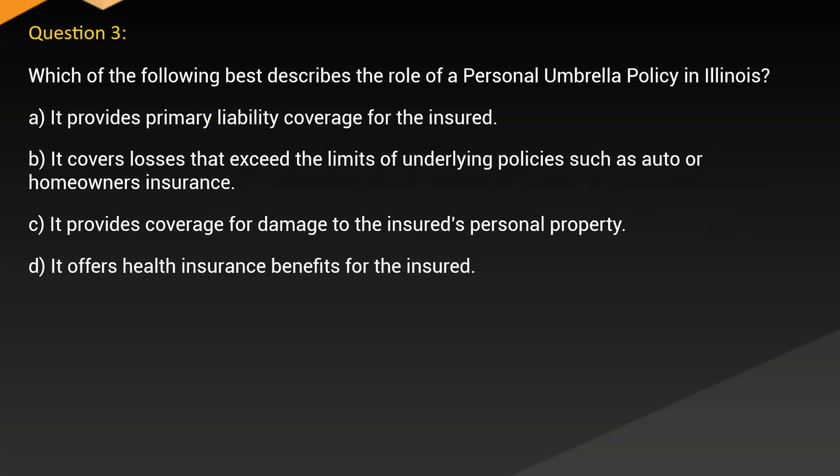Question 3. Which of the following best describes the role of a personal umbrella policy in Illinois? A. It provides primary liability coverage for the insured. B. It covers losses that exceed the limits of underlying policies such as auto or homeowners insurance. C. It provides coverage for damage to the insured's personal property. D. It offers health insurance benefits for the insured.